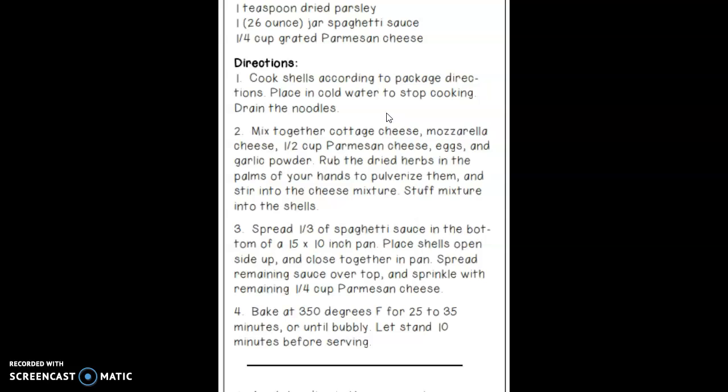Rub the dry herbs in the palm of your hands to pulverize them and stir into the cheese mixture. Stuff mixture into the shells. Then spread 1/3 of spaghetti sauce in the bottom of a 15 by 10 inch pan. Place shells open side up and close together in pan. Spread remaining sauce over top and sprinkle with remaining 1/4 cup Parmesan cheese. Last, or finally, bake at 350 degrees Fahrenheit for 25 to 35 minutes or until bubbly. Let stand 10 minutes before serving.